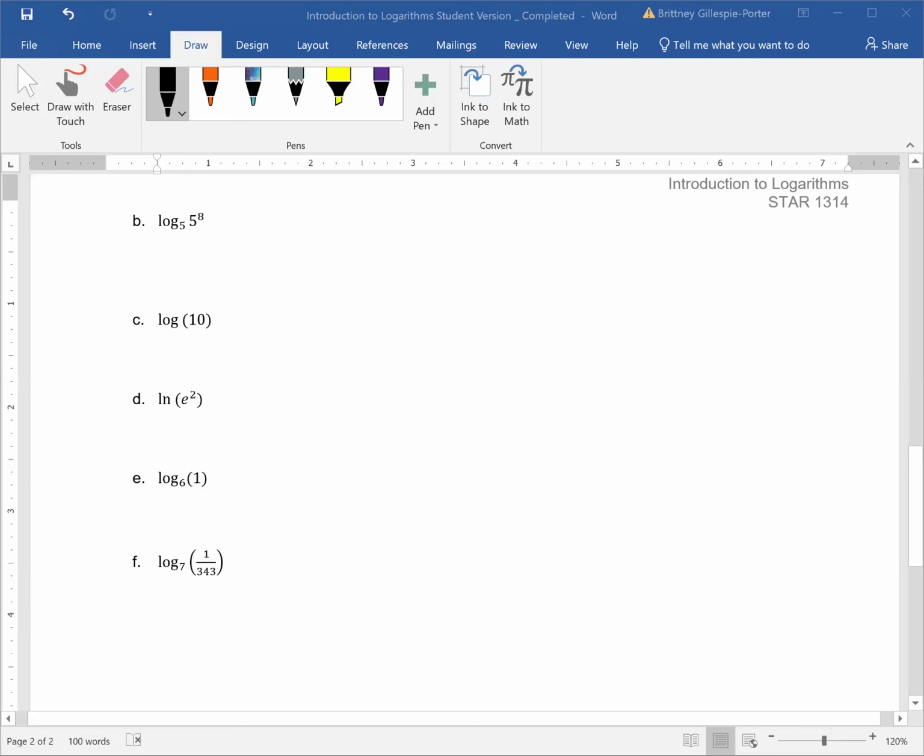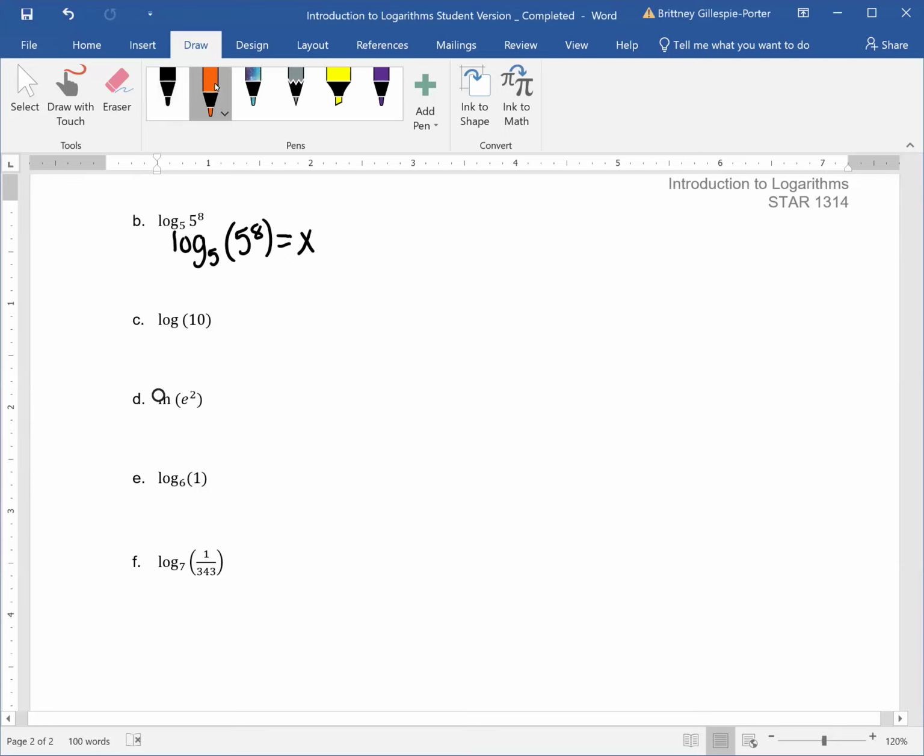Let's do some more examples of simplifying our logarithms without a calculator. Here we're given log base 5 of 5 to the 8th. This does follow one of our basic log properties, but let's say we forgot that that's just going to be the exponent. So let's go ahead and give ourselves an equation. We would have log base 5 of 5 to the 8th equal to our favorite variable. I'm going to use x because I really like x.